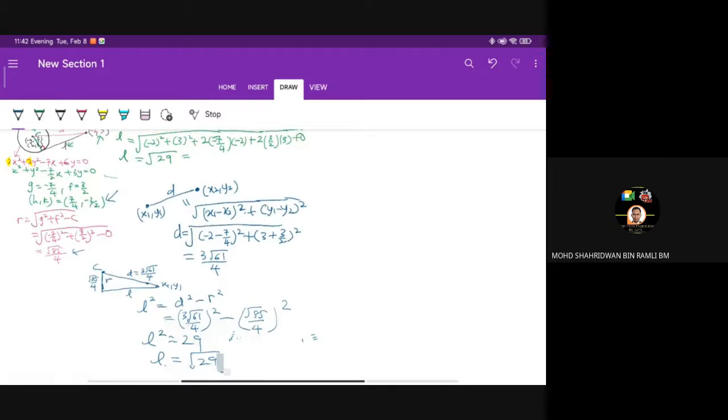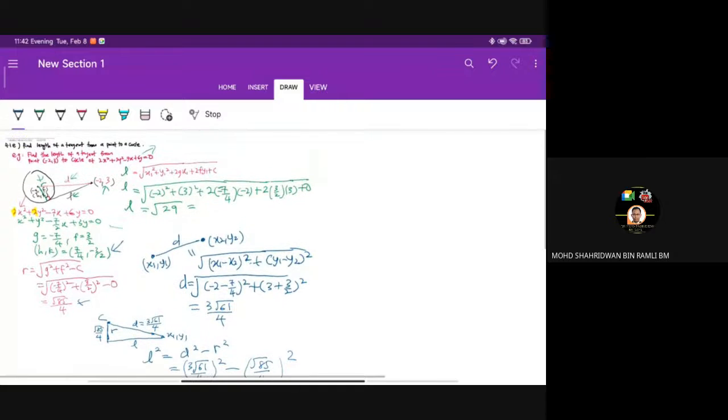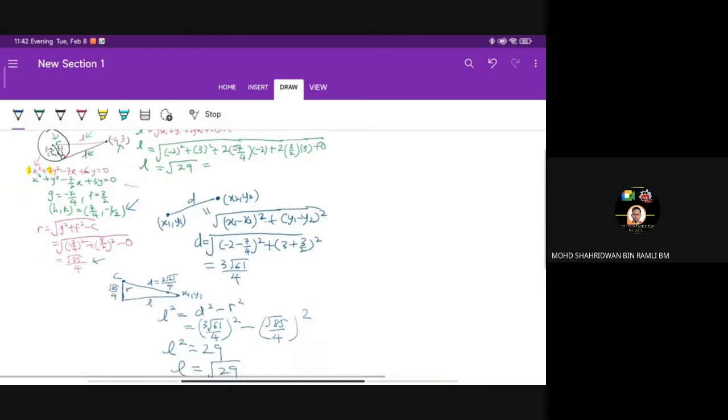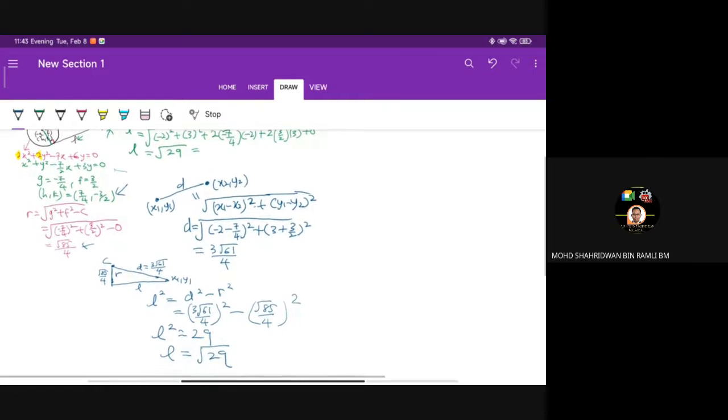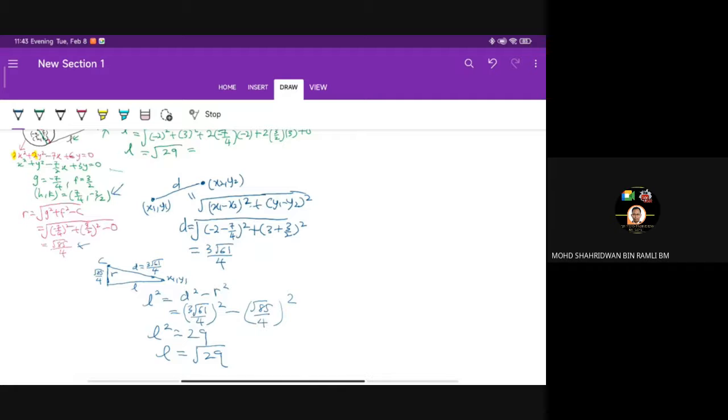So it's up to you. If you want to use this formula, you need to memorize it. But if not, you need to follow step by step. That means you need to form this right angle triangle, and then find the center, the radius, and then determine the distance between the center and this point. Simple.